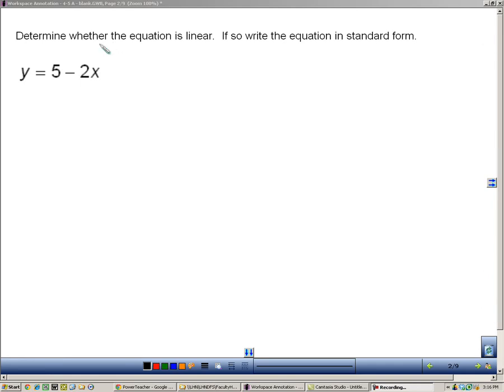Here we're asked to determine whether this equation is linear, and if it is, we have to write it in standard form. Well, just looking at it, I see an x and a y, which is a good sign. It has two variables. They're not being multiplied, which is also a good sign. So I think this probably is going to be linear. To prove it to myself, I have to make sure that I can write it in standard form.